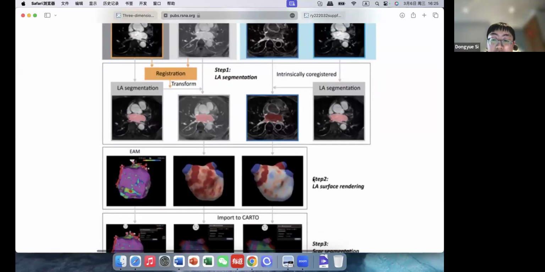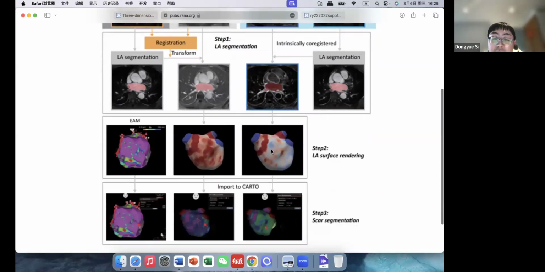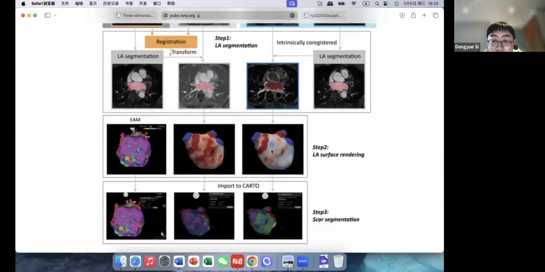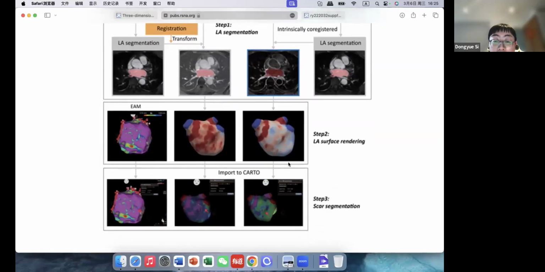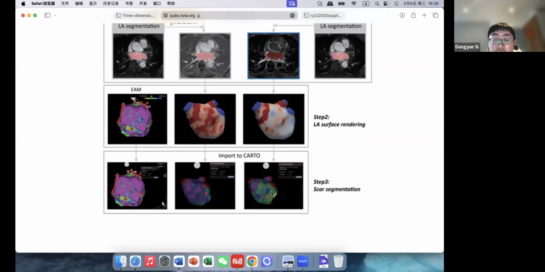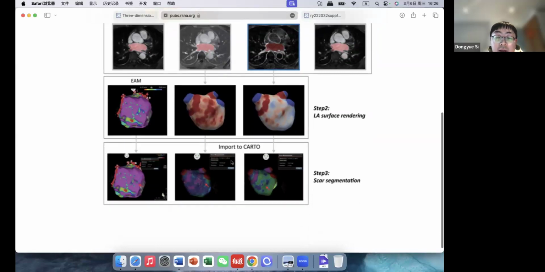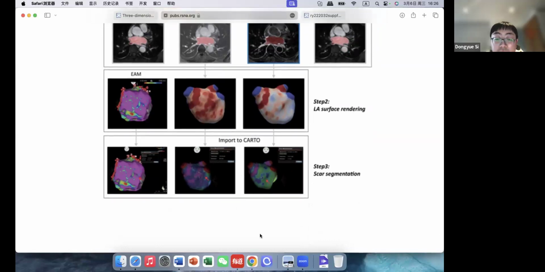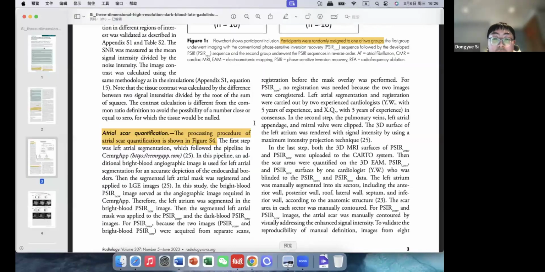The second step is we rendered the left atrial surfaces with the image intensity, and then the 3D surface was imported into the control system, and the atrial scar area was segmented manually by the cardiologist. Okay, so let's go back to the main text.